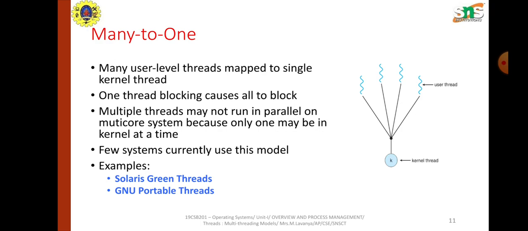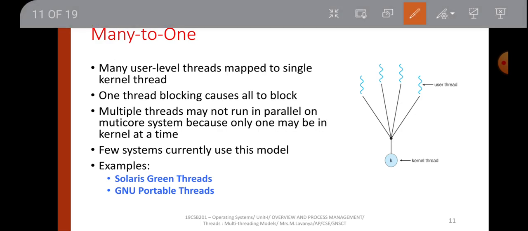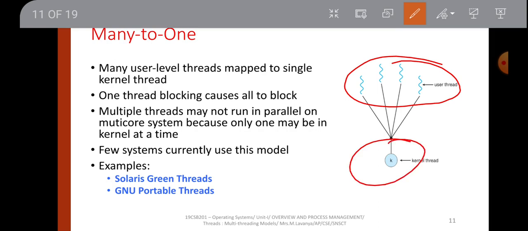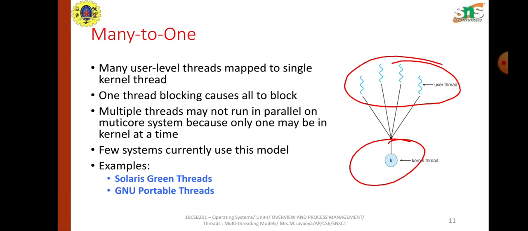In this you can see the diagrammatic representation. These are the user threads. There are 4 user threads connected to a single kernel thread. Even though 4 user threads are connected in this, at a single time only one user thread can be executed in the kernel. This is the many-to-one model.